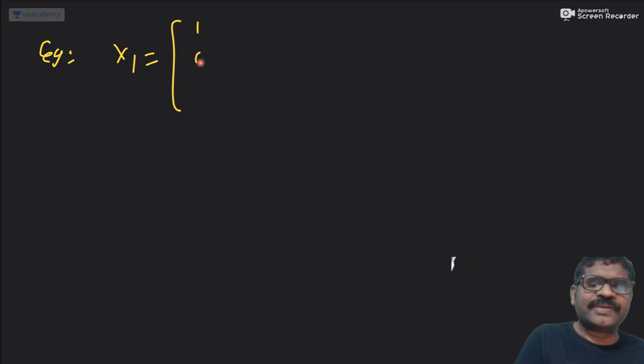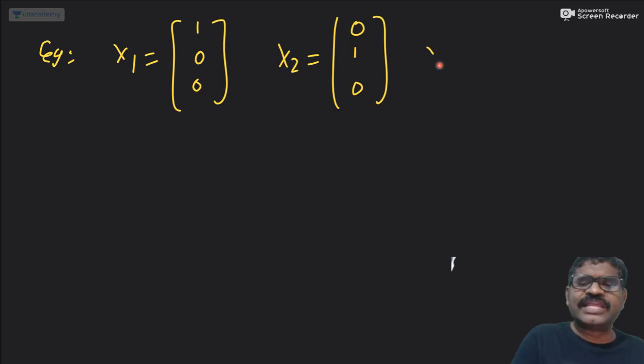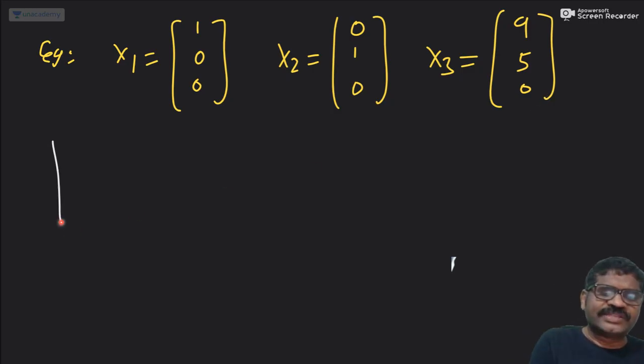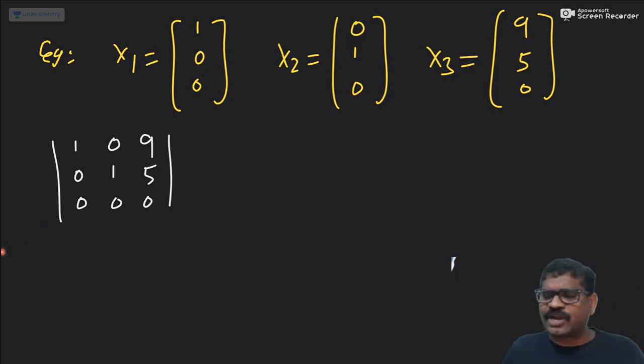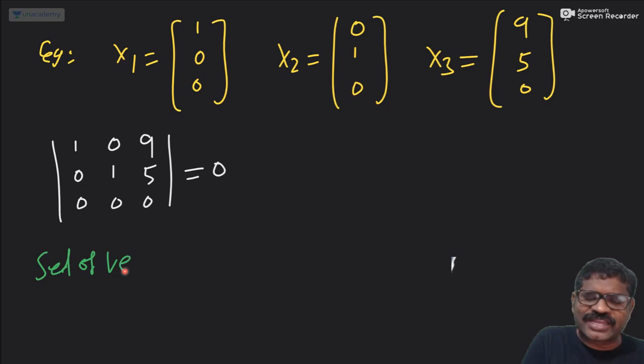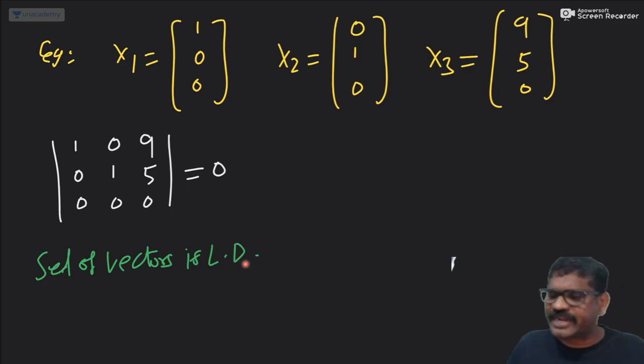For example, X1 is (1, 0, 0). X2 is (0, 1, 0). X3 is (9, 5, 0). Suppose you arrange in a determinant 1, 0, 0, 0, 1, 0, 9, 5, 0. If every element of one row is 0 or one column is 0, the value of determinant is 0. If determinant is 0, the set of vectors is linearly dependent. The set is dependent.